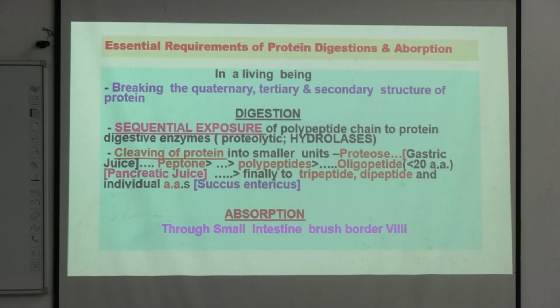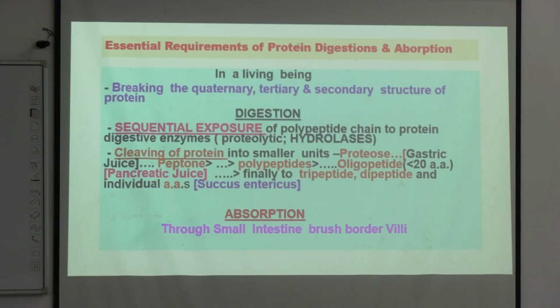So, in a living being, as I told you, during digestion this higher order of structure needs to be broken: quaternary, tertiary and secondary structure. Then there will be sequential exposure of that protein to digestive enzymes. The digestive enzymes are hydrolytic enzymes because they hydrolyze the peptide bonds. So, peptide bonds will be hydrolyzed, meaning two fragments will be produced. So, there will be sequential exposure.